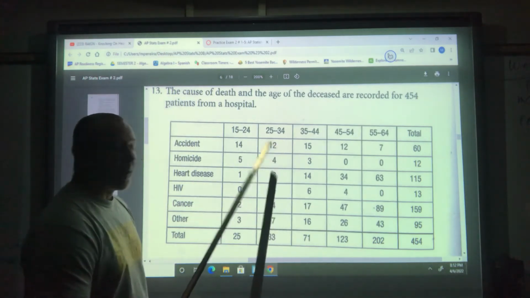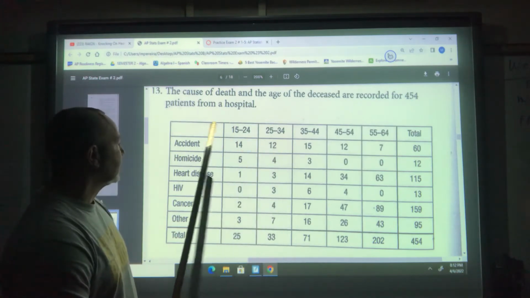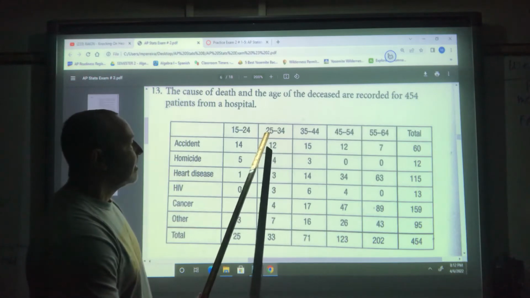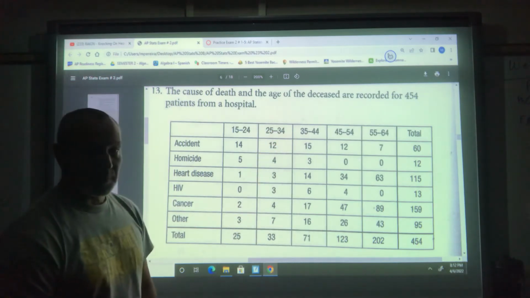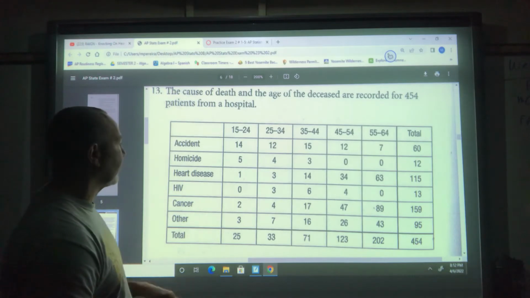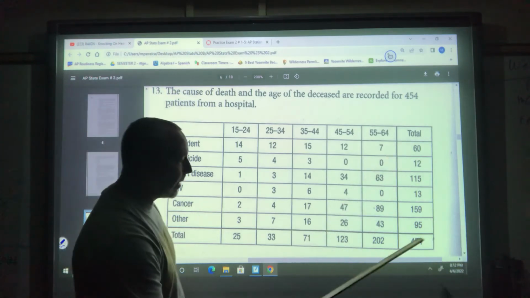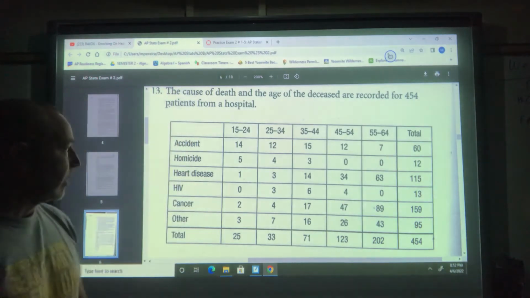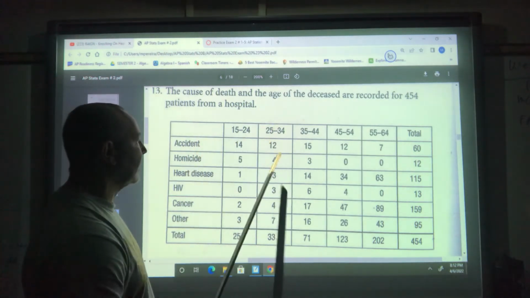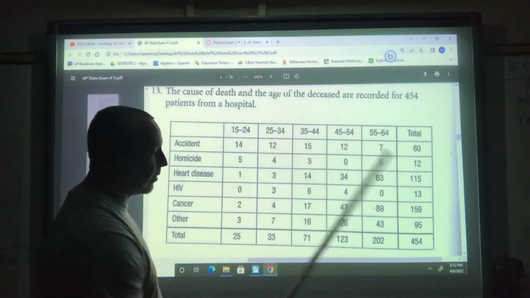So these 12 represent people who died by an accident and, being the key, are between 25 and 34 years of age. And the probability of someone dying from an accident would be 60 out of the total 454. The probability of dying of an accident and being in this age group would be 12 out of 454.